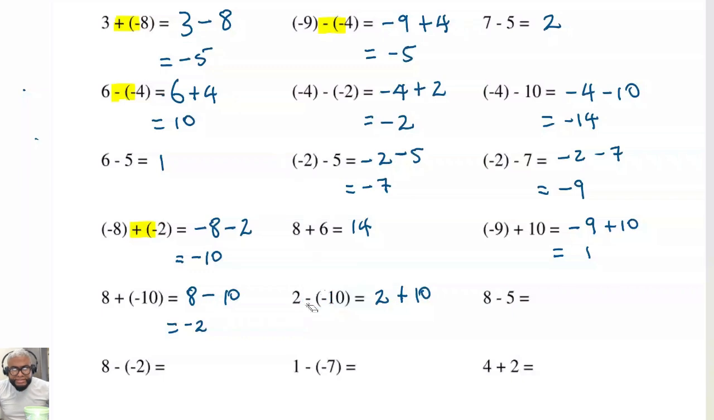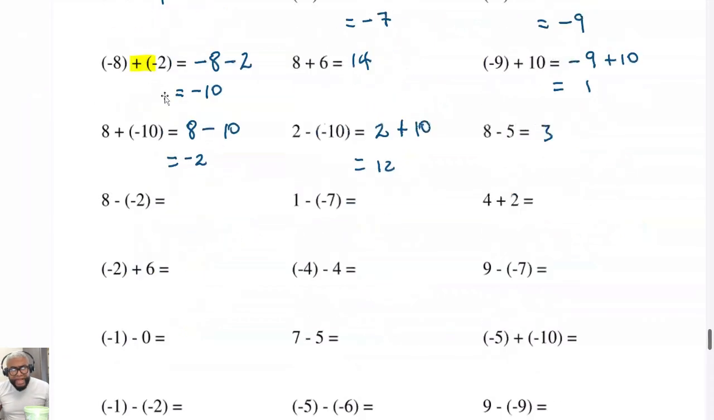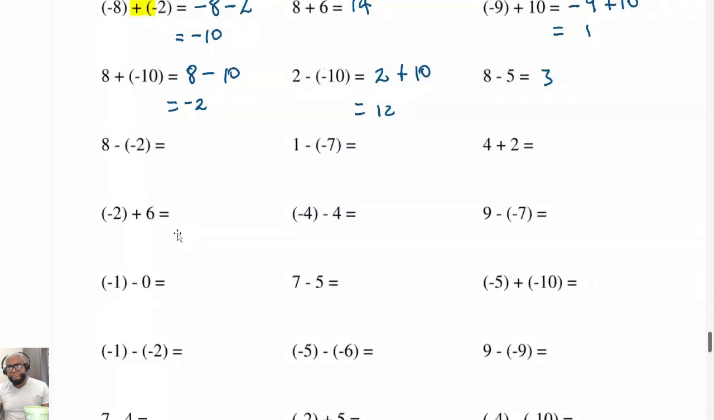So 2 plus 10 as well. 12, sir. Right. You give me the correct answer now, but you don't know how you get the correct answer. So this is how you're getting it, right? 8 minus 5 is what? 3. Simple. Let me go on to Alex. Next one.